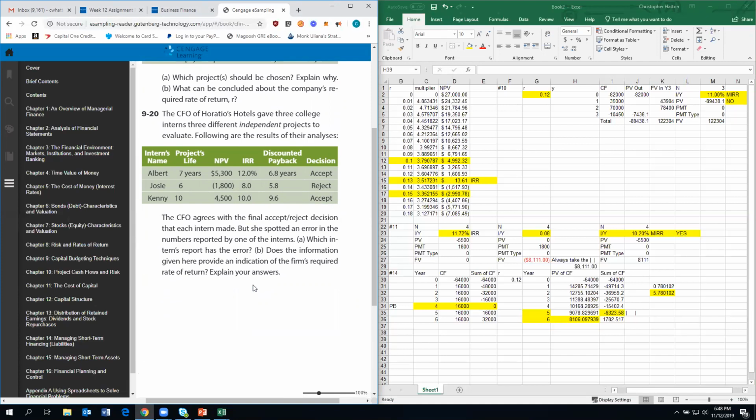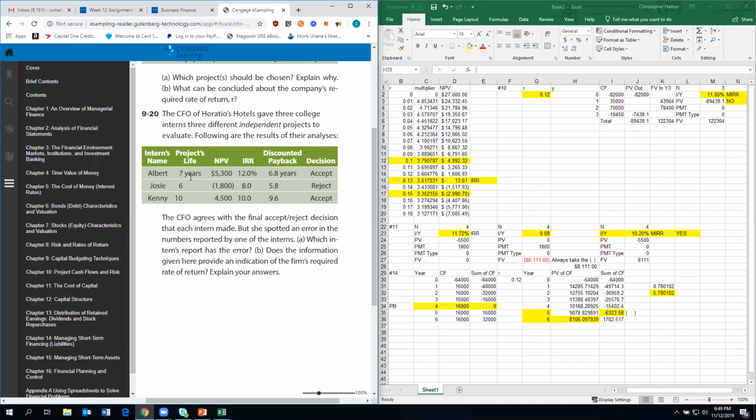So you're looking at reports as a manager, and you have interns that do some data. And we get the following. The CFO of Horatio's Hotels gave 3 interns 3 different independent projects to evaluate. The following are the results of their analysis. Albert: project life, net present value, internal rate of return, discounted payback period.